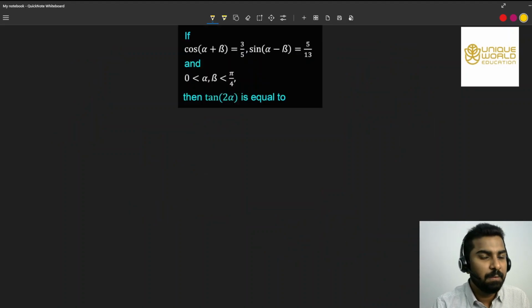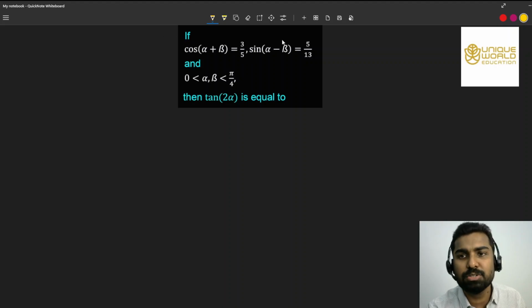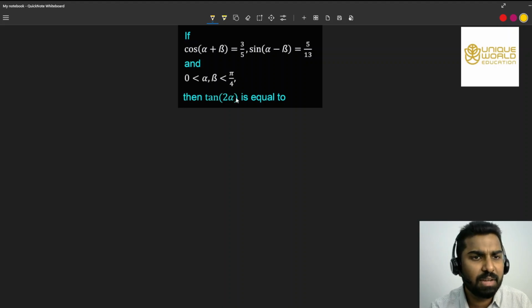Yes, so the second question, it's a good question. All questions are previous year JEE Mains level. Okay, so if cos of alpha plus beta equals 3 by 5, sine of alpha minus beta is 5 by 13, and alpha and beta belong to 0 to pi by 4, then find tan 2 alpha.